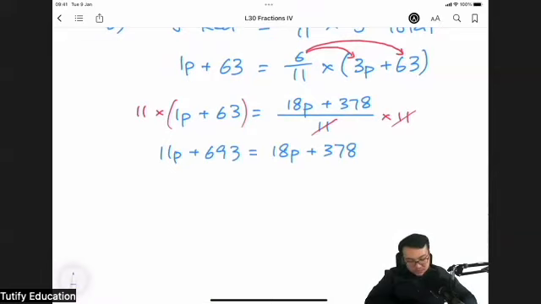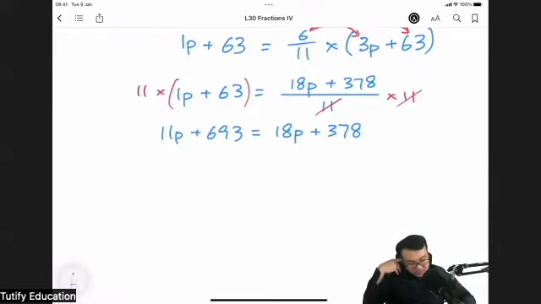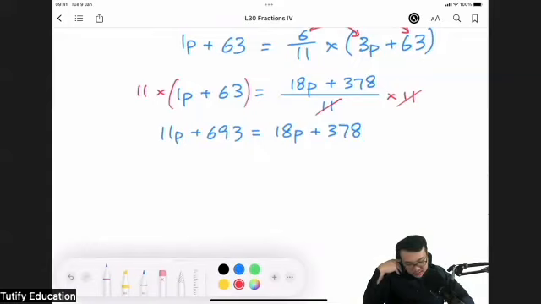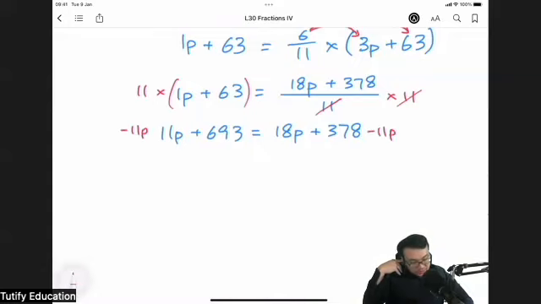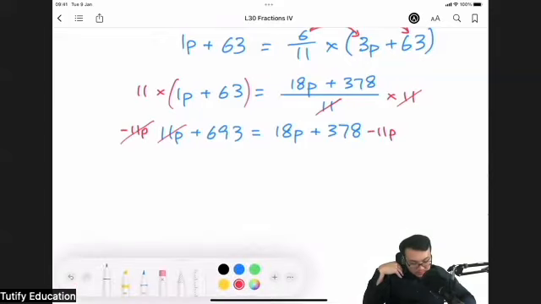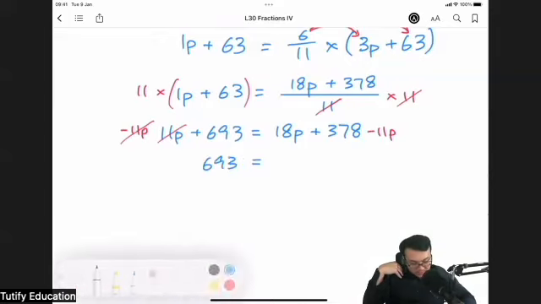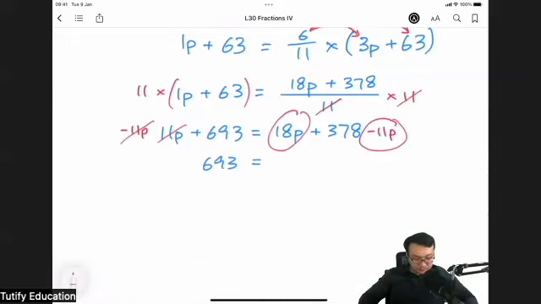Very good. Now let us try to minus 11p from here, but I must do the same thing on both sides. Minus 11p, minus 11p cancel out. So I'm left with 693 equals to... Nin, can you help me to do this minus this? 7p. Yes, 7p. So now I'll be left with 7p.